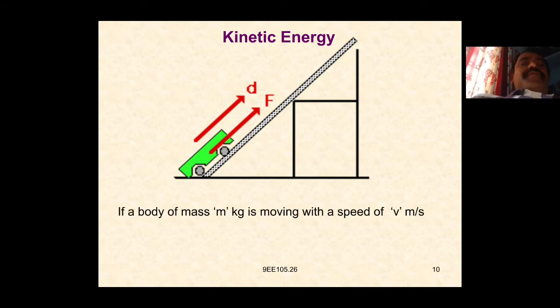If a body of mass m kg is moving with a speed of v meter per second, for example a car or a bike moving upwards, then the velocity of the body can be taken as moving with a speed of v meter per second.